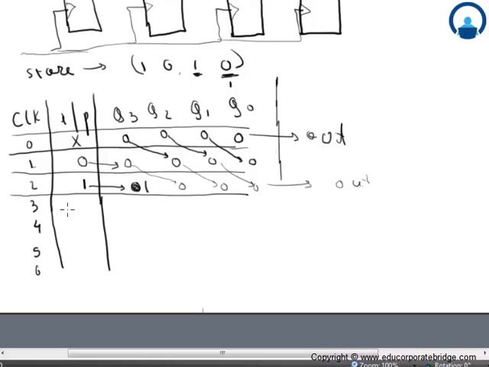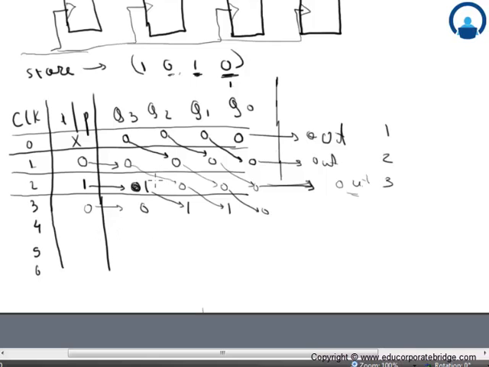Similarly, during the third clock pulse, we try to store this 0, so it moves here, this one here, this one here, this one here, and this 0 is out. This will be the first stage, this will be the second, this will be the third.